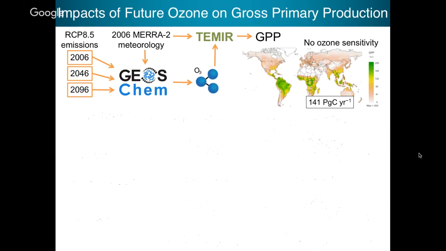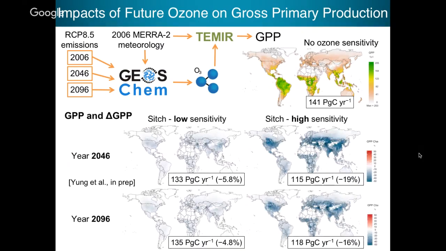So the result is kind of like what some other studies have found as well. Ozone can really have a substantial impact on GPP, all right? But the range of uncertainty is actually quite large as well. So you can see that depending on the sensitivity of the plants to ozone that you prescribe to the model, the impact of ozone on GPP can be from about -5% to about -20%.